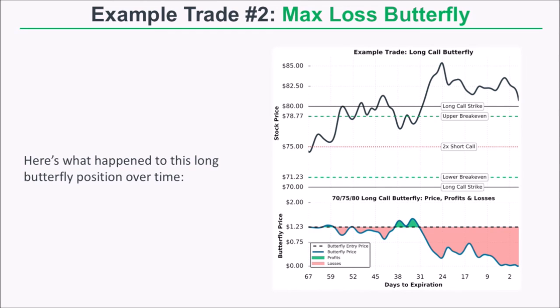So since that long call spread will be worth $5 and that short call spread will also be worth $5, the net value of this butterfly at expiration is $0. So since we paid a $1.23 debit for this trade, we would have incurred the maximum loss potential.